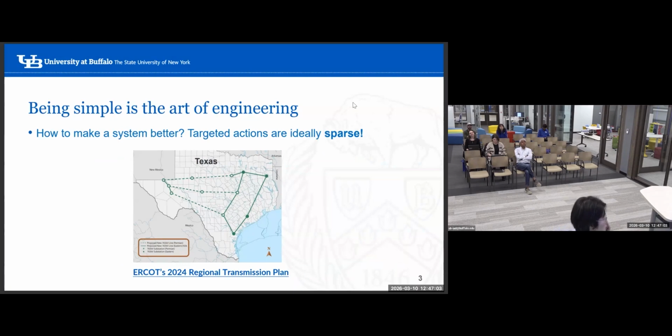For example, this is the 2024 regional transmission expansion planning proposed by the Texas grid operator. As you see, the lines marked in green here are the lines being proposed to be installed in the system to improve the service. You can see only a few lines. This makes sense because installing new infrastructure is very expensive.